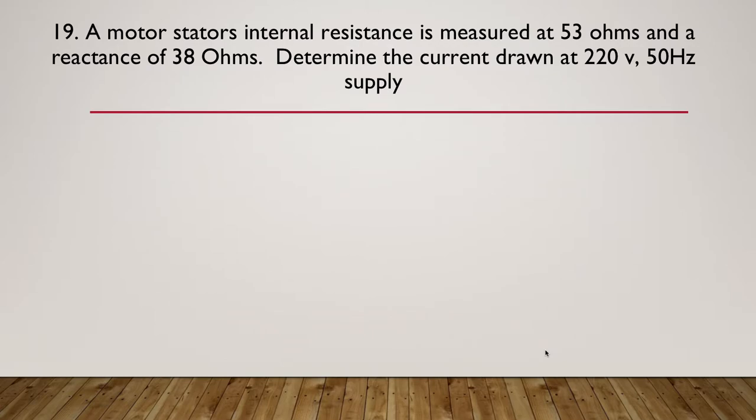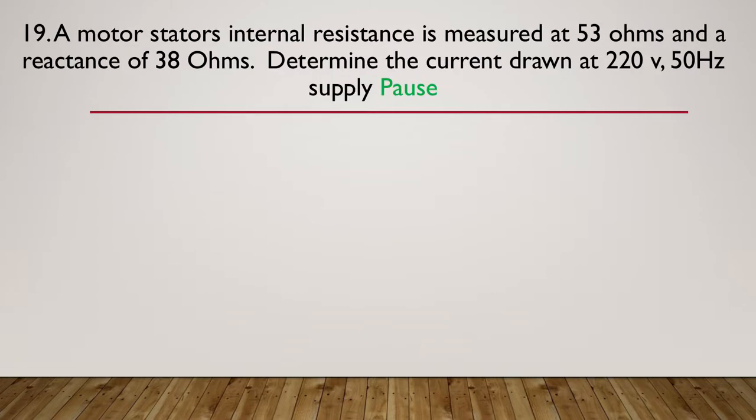Moving on now to question 19. A motor stator's internal resistance is measured at 53 ohms and the reactance is measured at 38 ohms. Determine the current drawn at a 220 volts, 50 hertz supply. So pause here. A motor stator, internal resistance of 53 ohms, reactance of 38. Determine what the current is, 220 volts at 50 hertz supply.